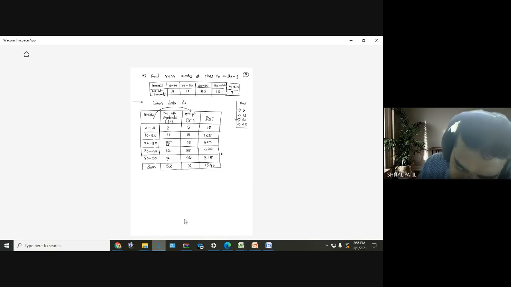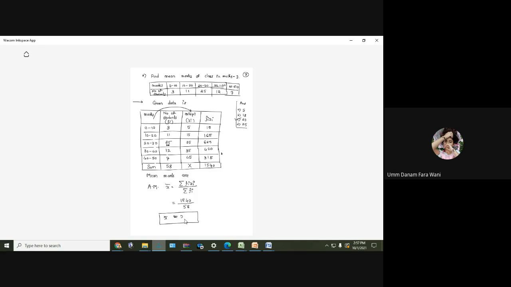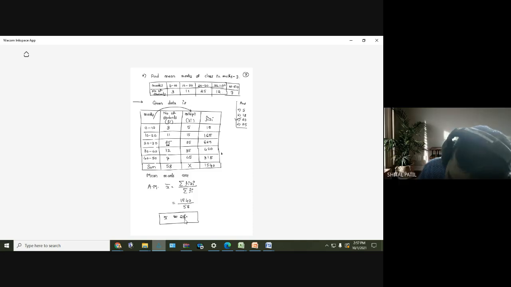Now write down the mean marks. Arithmetic mean x bar equals summation of Fi xi divided by summation of Fi. So the sum of all the marks is 1540, sorry, and the number of students is 58 in a class. How much is this? 26.55.